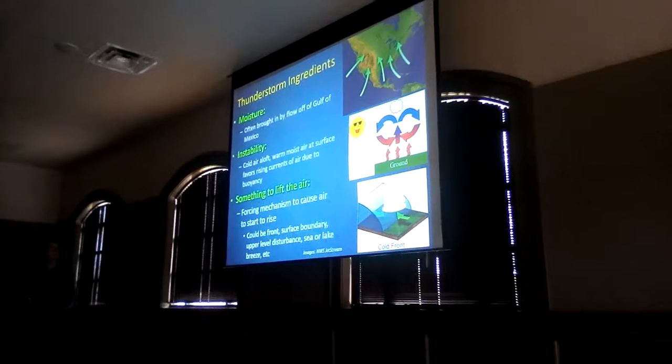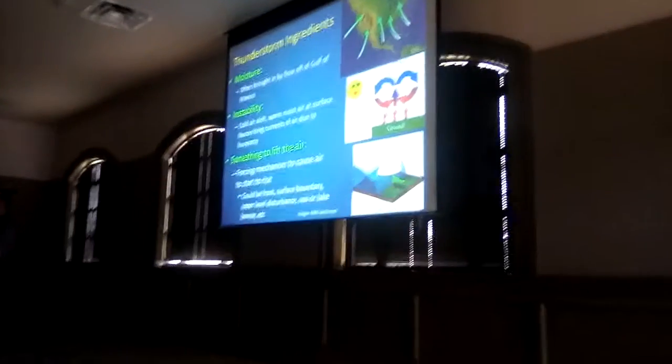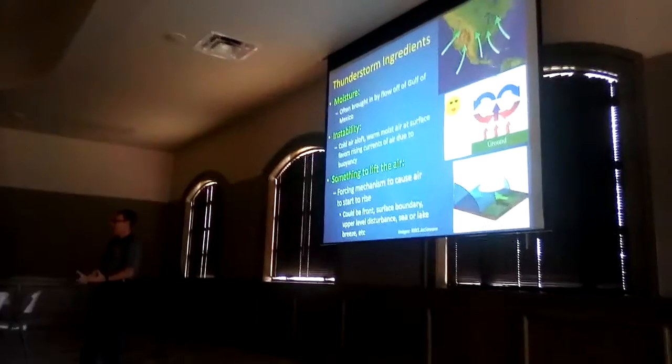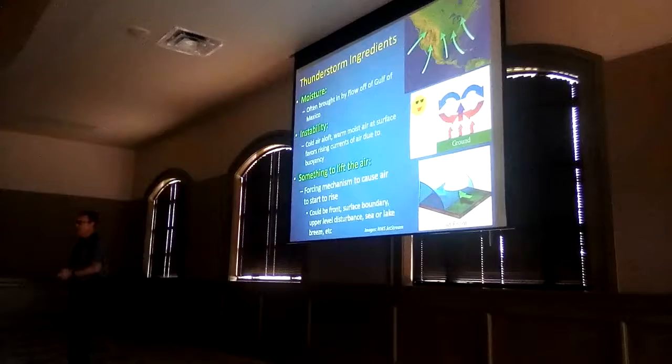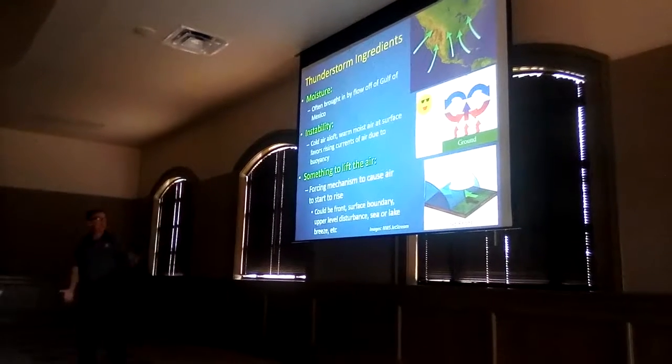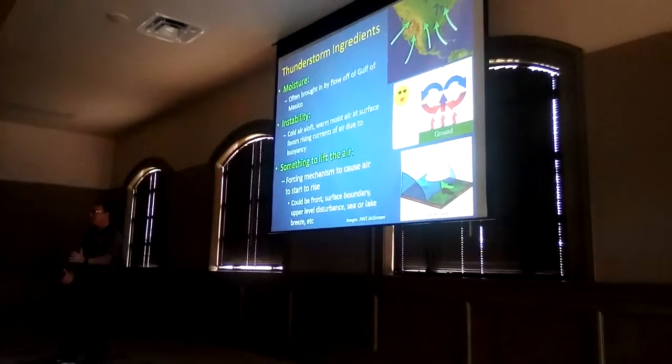Plenty of moisture in the air. You need something called instability, which means you need colder air above more moist air. If you get that, you get these rising currents of air through buoyancy, we call convection. And then it helps to have something to lift the air, like a front.